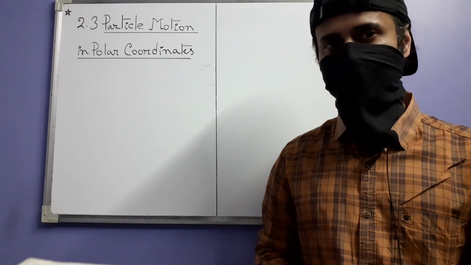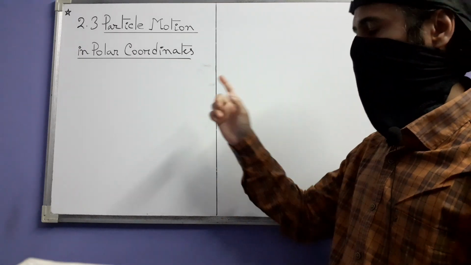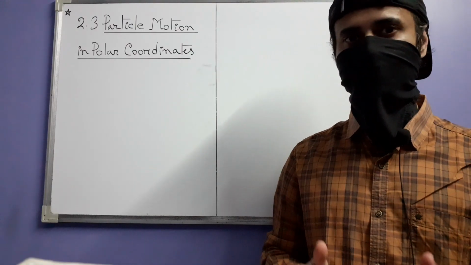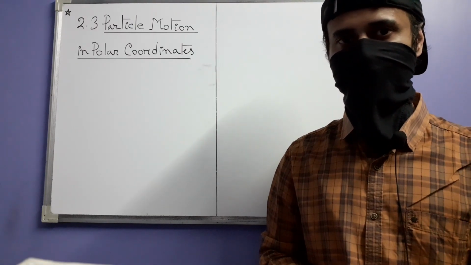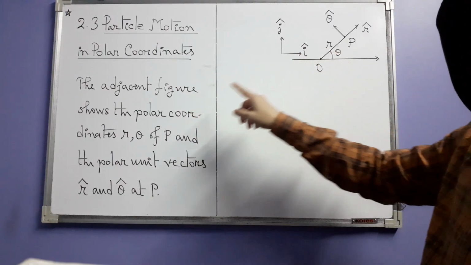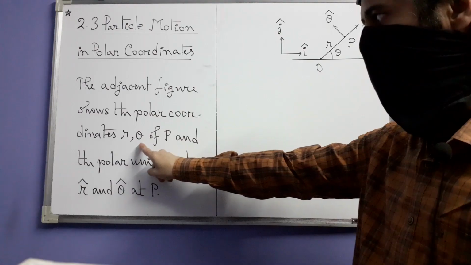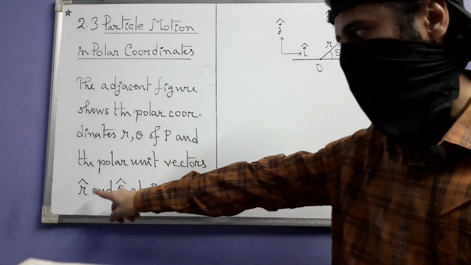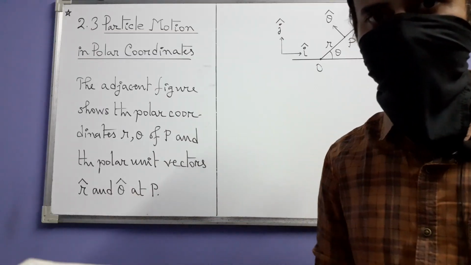So the next topic is particle motion in polar coordinates. Here we are going to see the polar coordinate versions of velocity and acceleration. The adjacent figure shows the polar coordinates r and theta of the point P and the polar unit vectors r hat and theta hat at P.